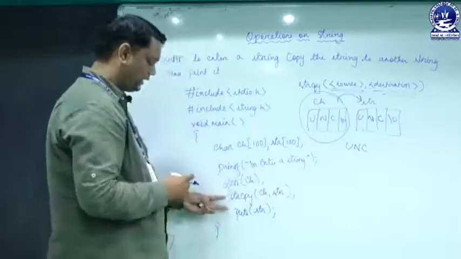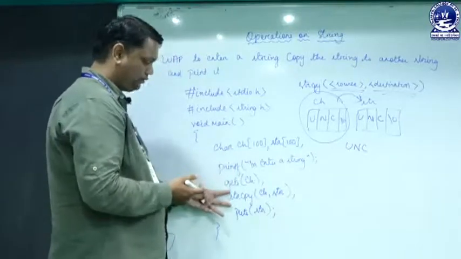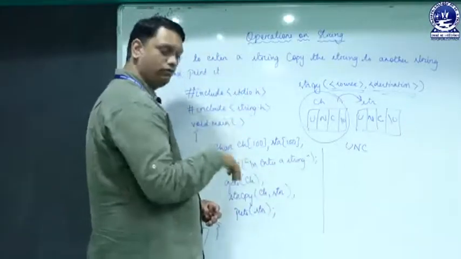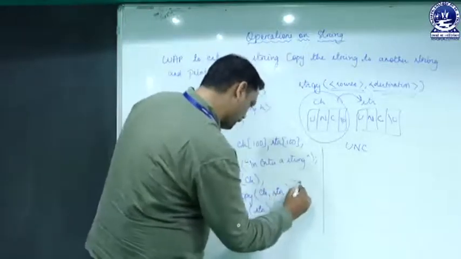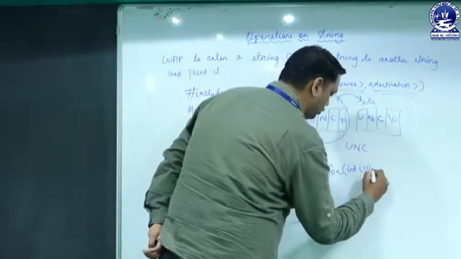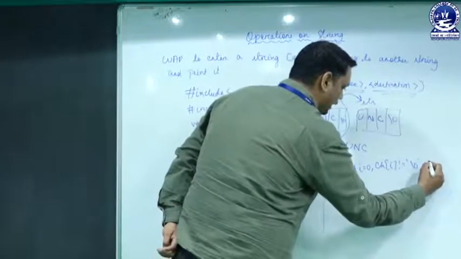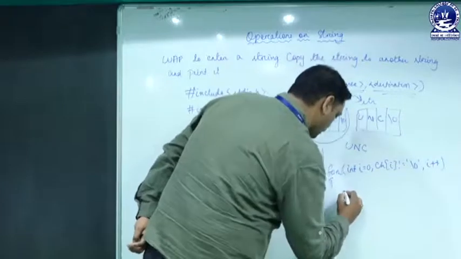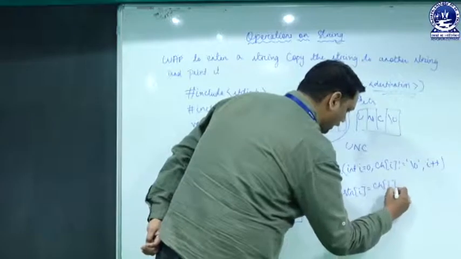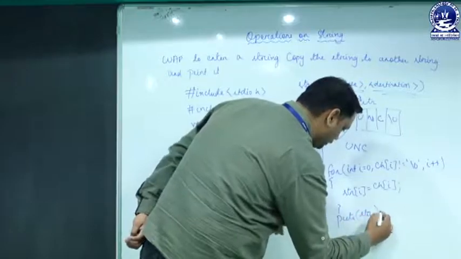But instead of strcpy, we can write another procedure. Let's take the help of a for loop. Instead of these lines, I can take for, let's say, int i = 0, ch[i] not equal to backslash 0, and i++. So str[i] will be equal to ch[i]. Next, it will print the value of str.